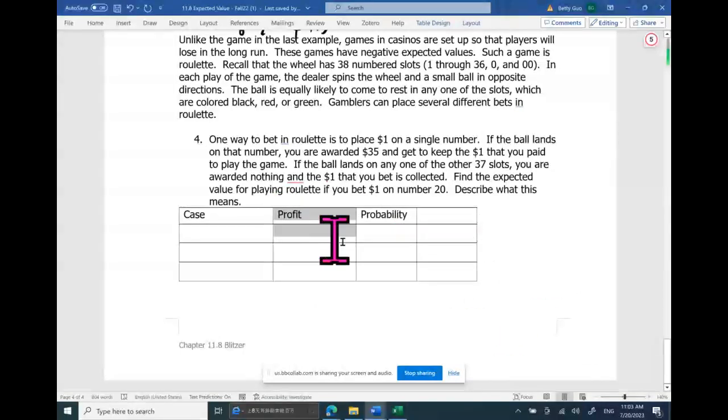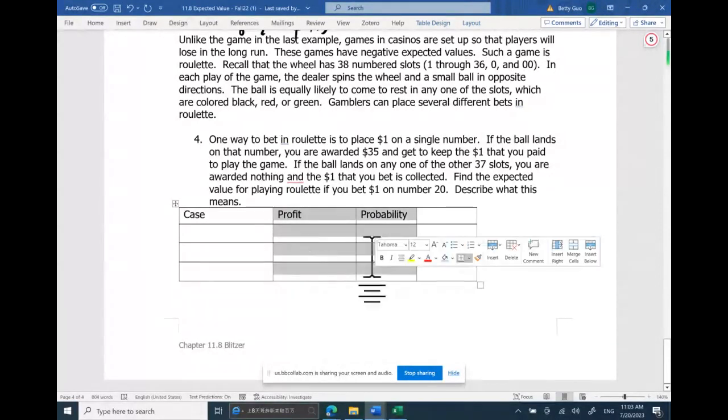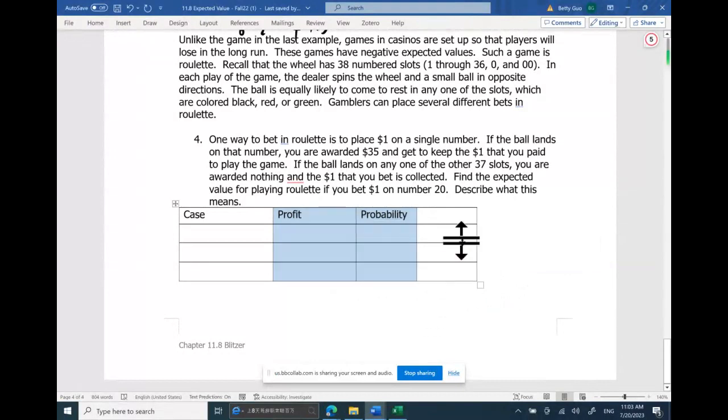And that's probability. So those two columns again make the probability distribution of the profit of playing roulette one time. And the last column is the product, right? Let's see how many cases we have.